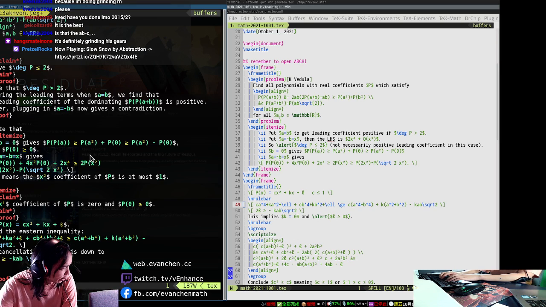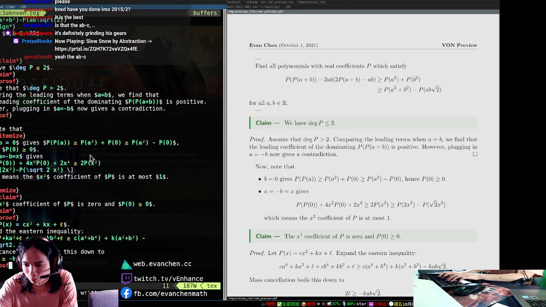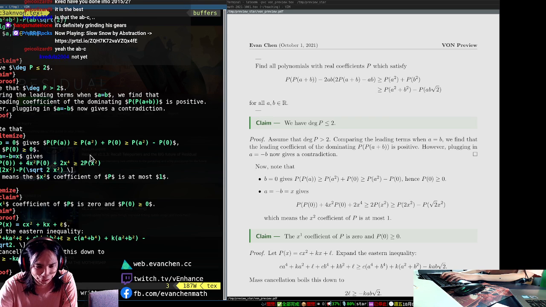Will you put this in grinding, please? I can't put it in grinding, but I'm gonna make it worth like 2 because I'm sad. But sure.